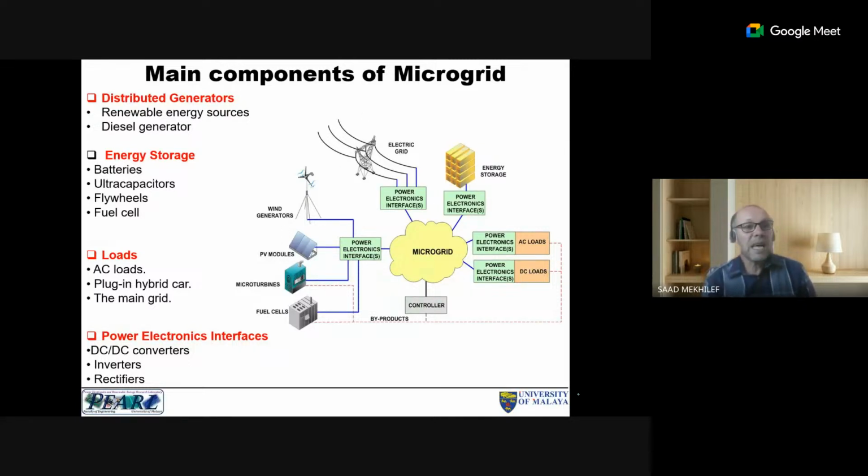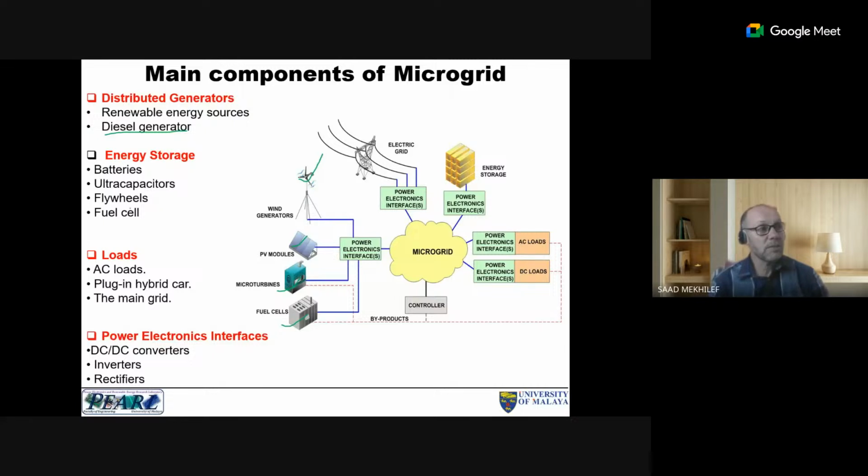Okay. So what are the main components of the microgrid? If you look at the first one, the distributed generators, mostly renewable energy sources such as wind, solar, micro hydro, and also diesel generators. For example, we have solar, we have wind, we have diesel generators, and for example a fuel cell can also be a component that is used.